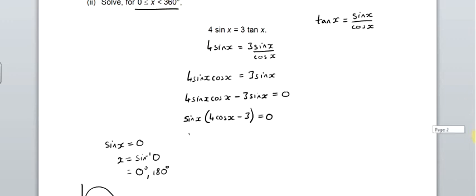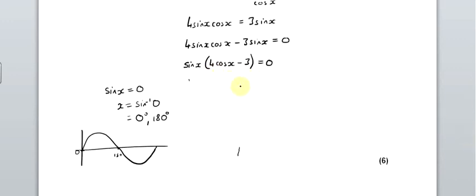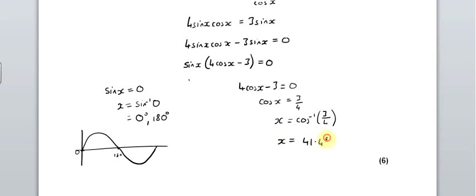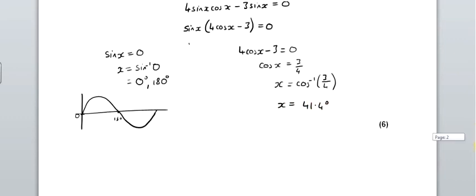360 is not included. Now our other option, 4 cos x minus 3 equals 0, which means that cos x is 3/4, and x is the inverse cosine of that. And when you type that into your calculator, x turns out to be 41.4 degrees. But is that the only one of those solutions?